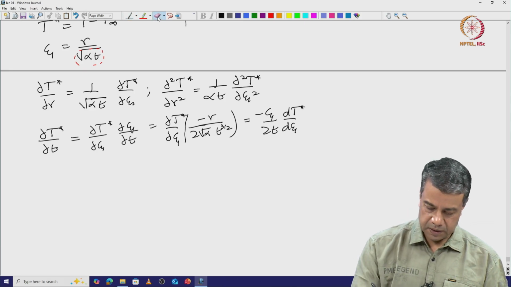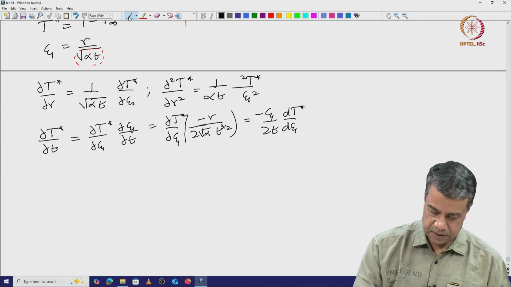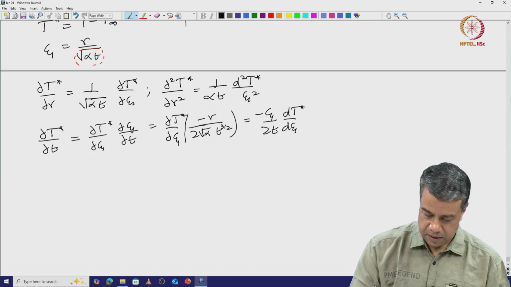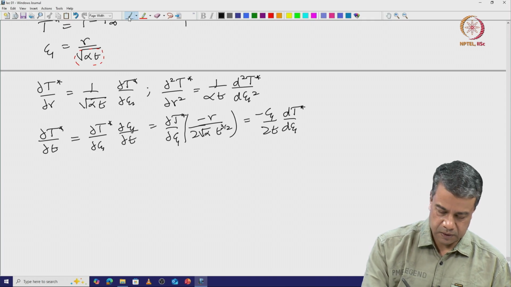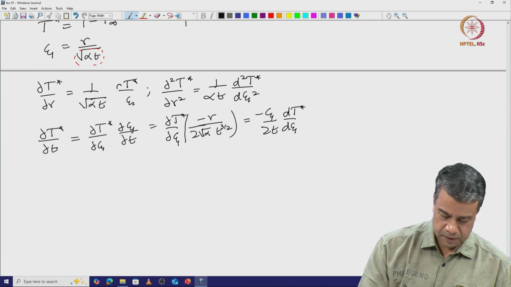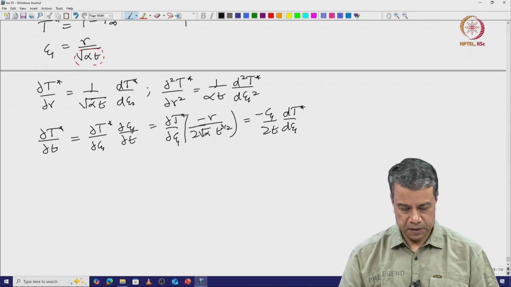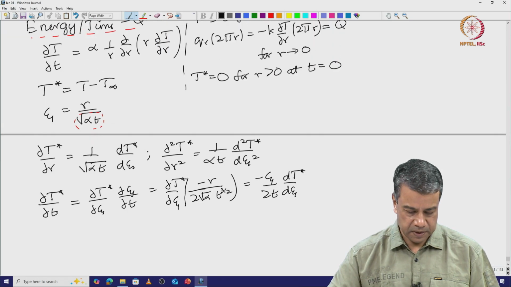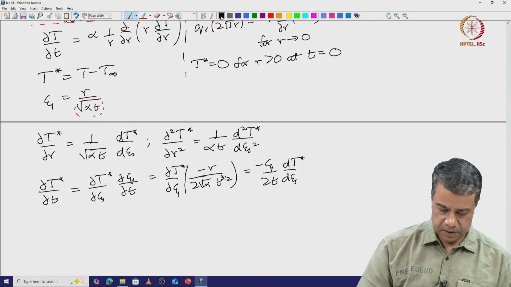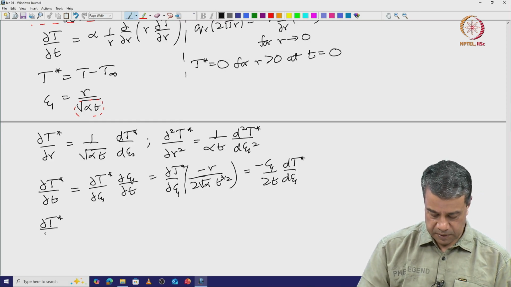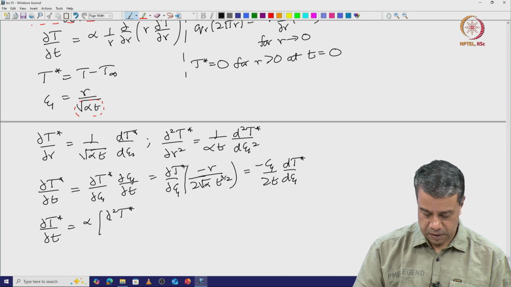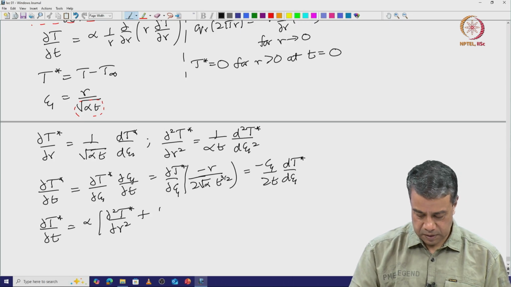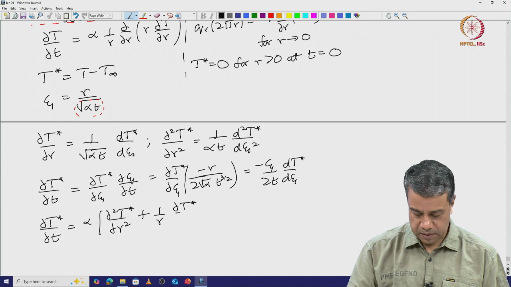And these all should be total derivatives because our postulate is that once you express everything in terms of psi, the temperature field is only a function of psi and not individually of r and t. Substituting that into the conservation equation: the conservation equation is partial T star by partial t is equal to alpha into partial square T star by partial r square plus 1 by r partial T star by partial r.